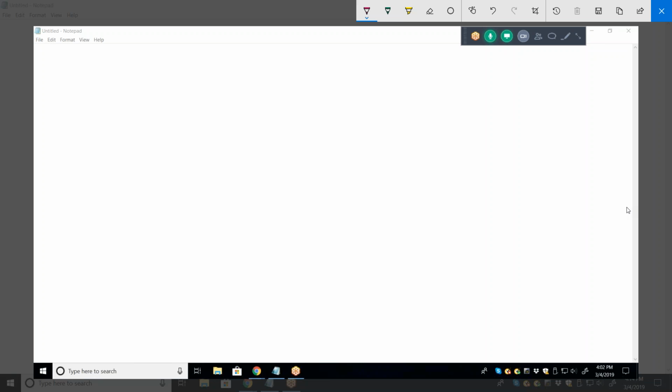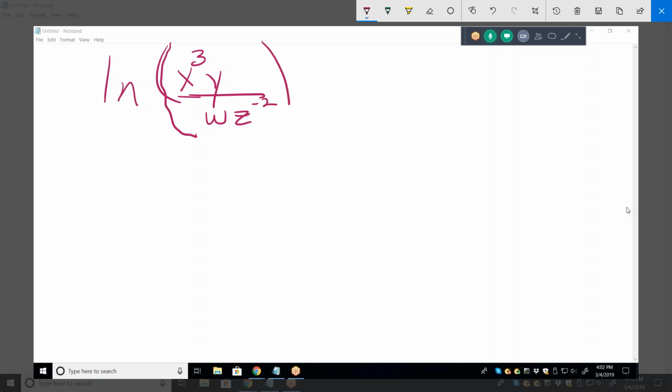Natural log of, and this is all in parentheses, x cubed y divided by w z to the power of -2, and all of that in parentheses is squared. And you're just supposed to expand this. It's the first step.